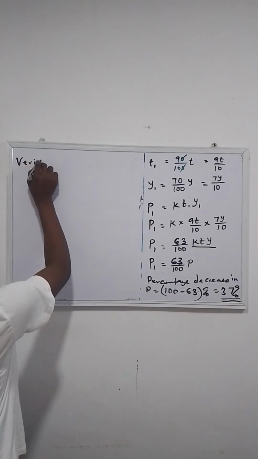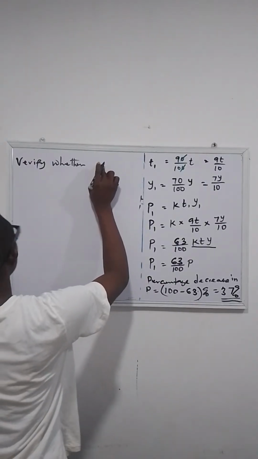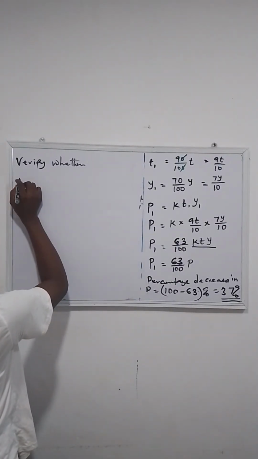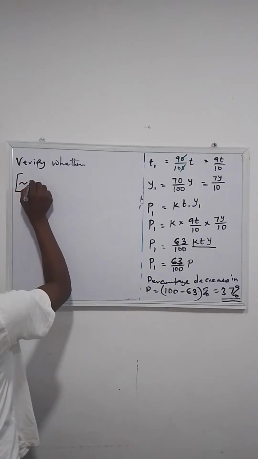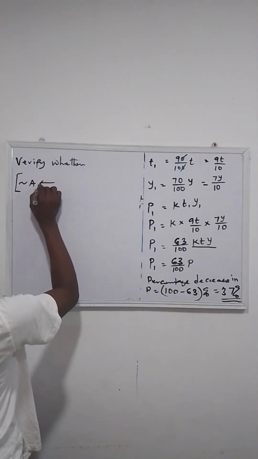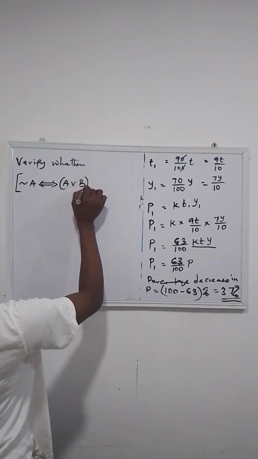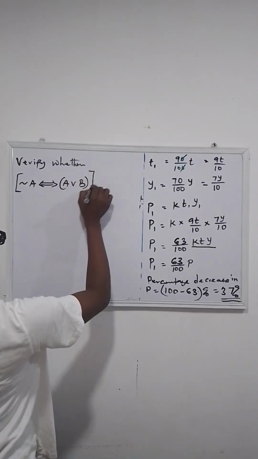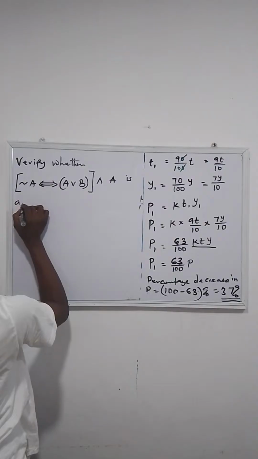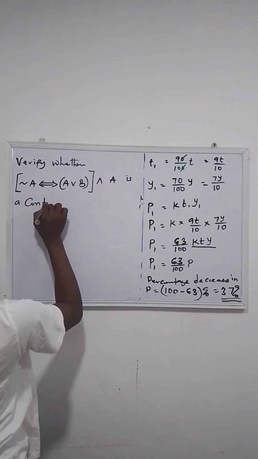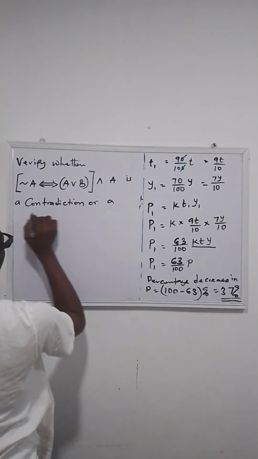Verify whether negation of A by conditional A or B and A is a contradiction or a tautology.